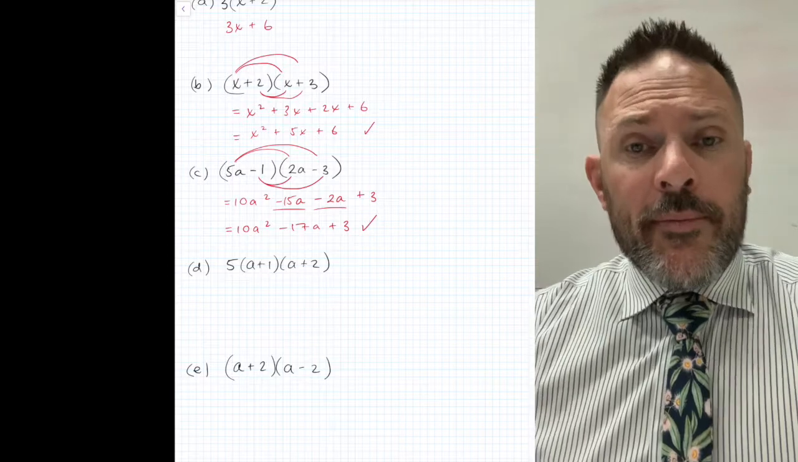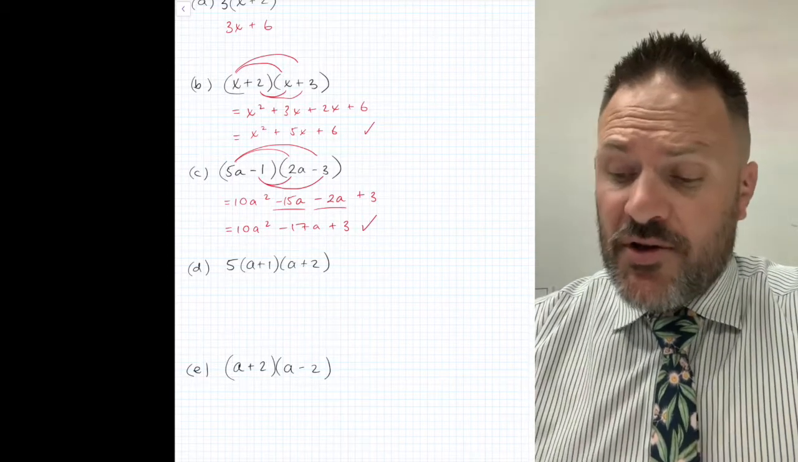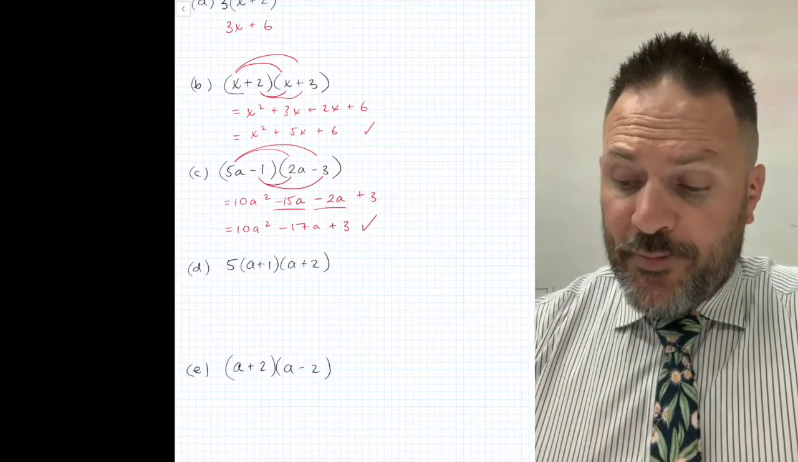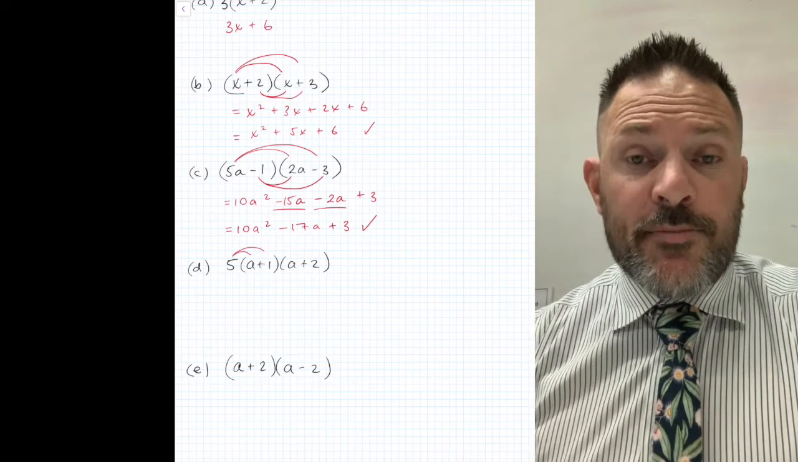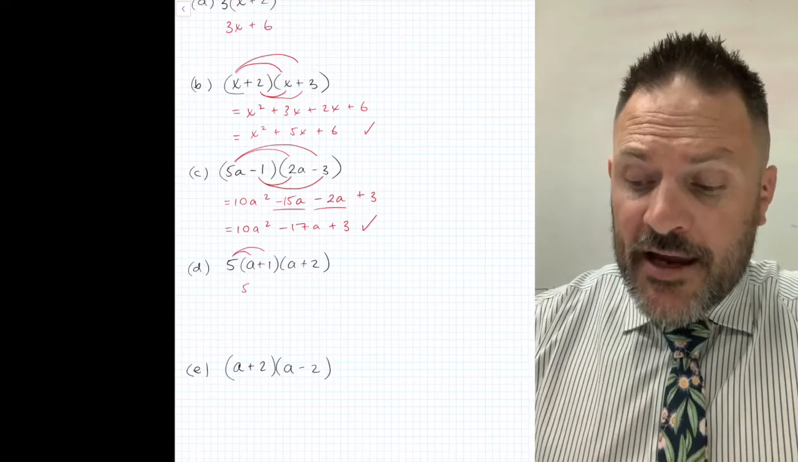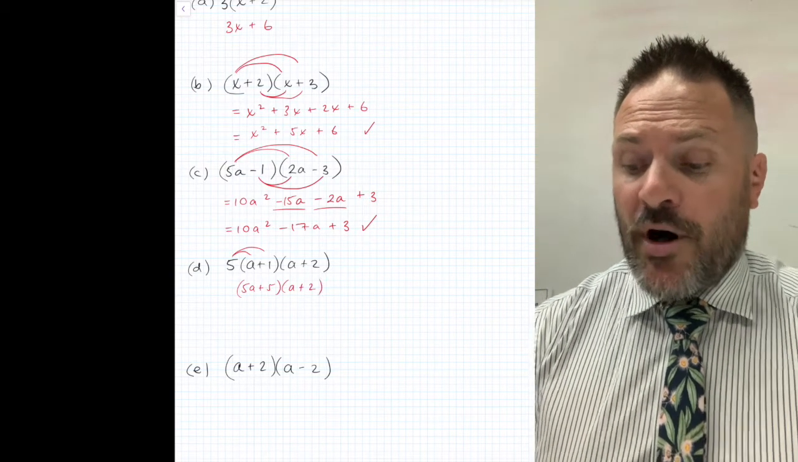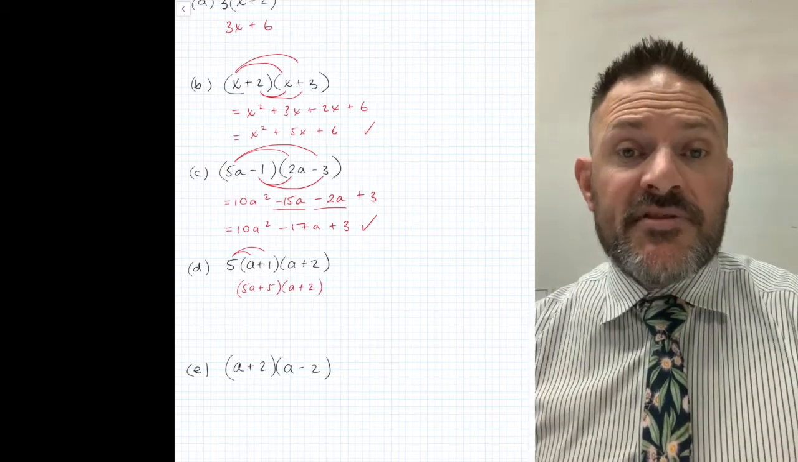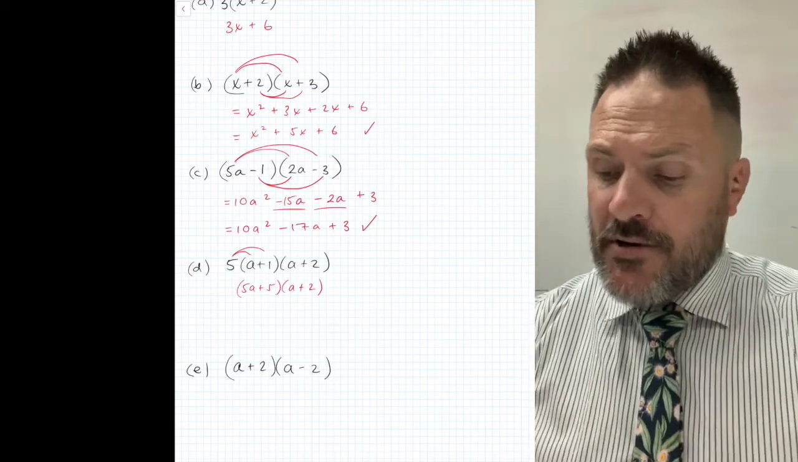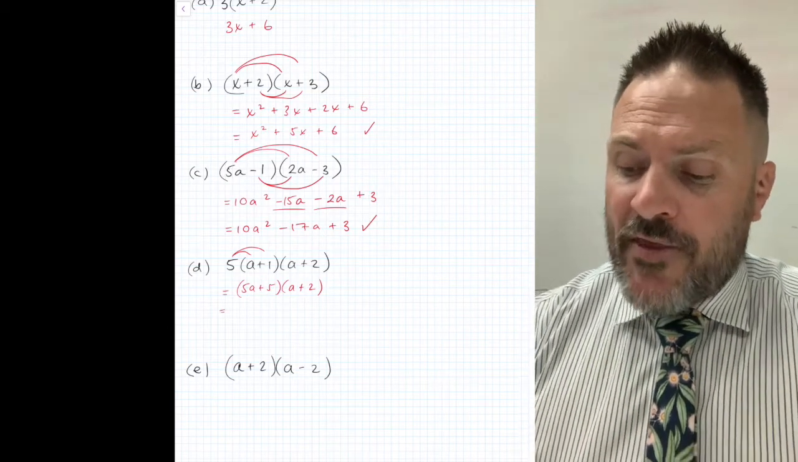Now, this one might be a bit more challenging. You've got a couple of ways that you could do this, of course. I personally like just to expand the first set of brackets out and make it 5a plus 5 outside of a plus 2. You might determine to expand the brackets first and then times the whole lot by 5. That's up to you.